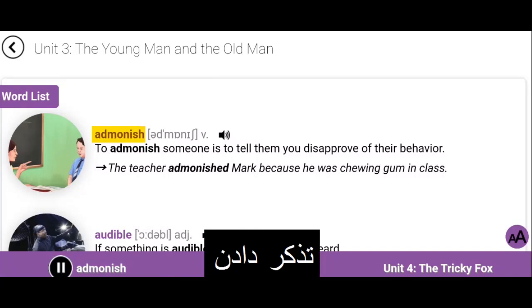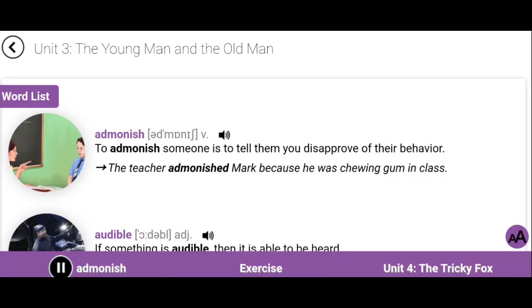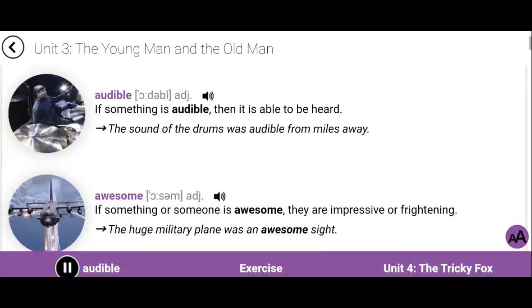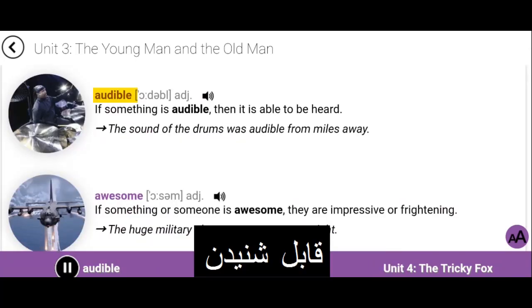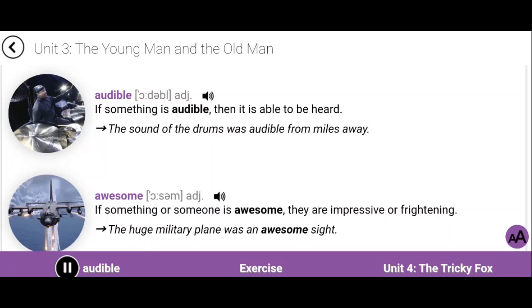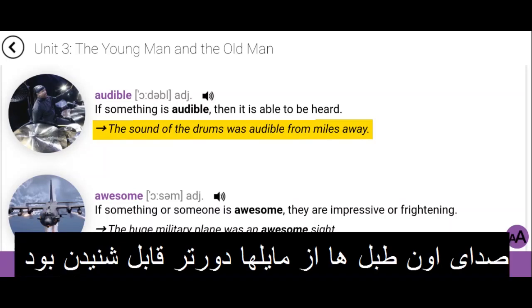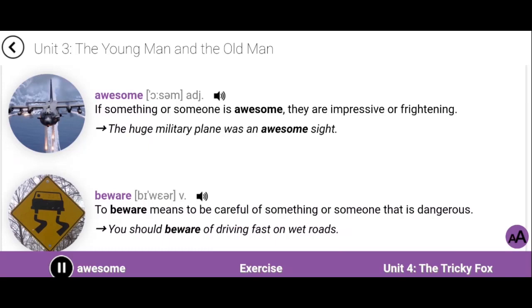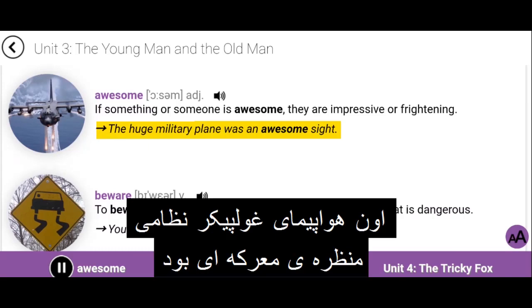Admonish. To admonish someone is to tell them you disapprove of their behavior. The teacher admonished Mark because he was chewing gum in class. Audible. If something is audible, then it is able to be heard. The sound of the drums was audible from miles away. Awesome. If something or someone is awesome, they are impressive or frightening. The huge military plane was an awesome sight.